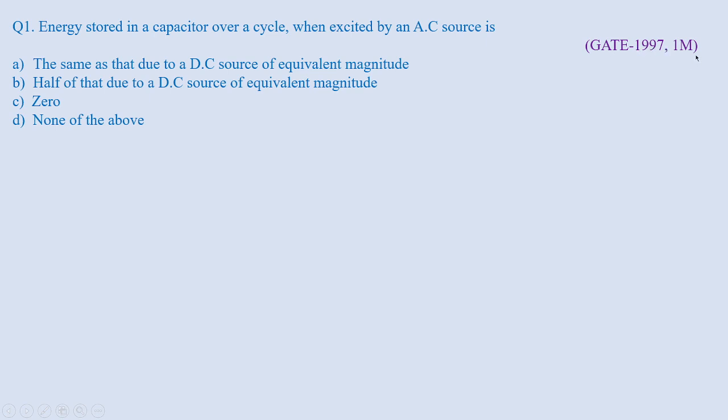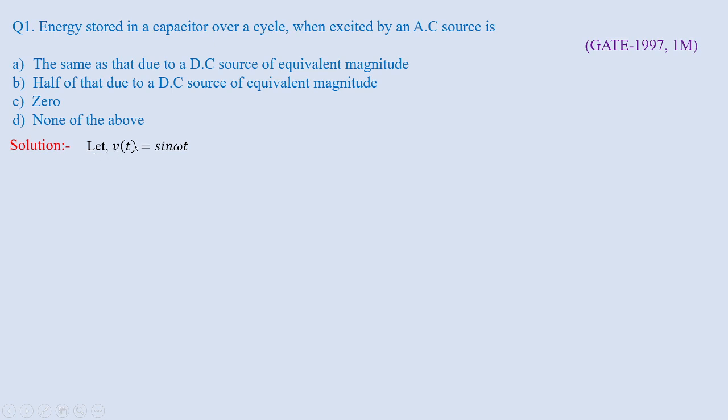For this, we should know the basics of ACs, that is sine wave, cos wave, and their derivatives or integrations. Apart from that, behavior of capacitor and inductors with their initial conditions and final conditions. So for this, you can check our previous classes for capacitors and inductors, and then you can come back to this problem. So let us go with the solution.